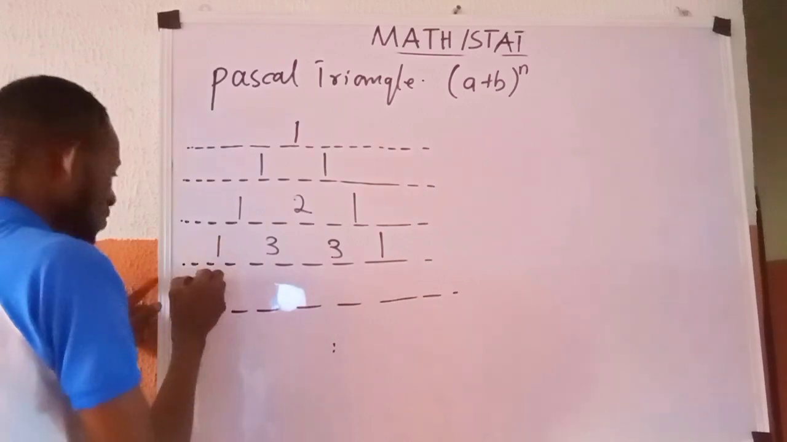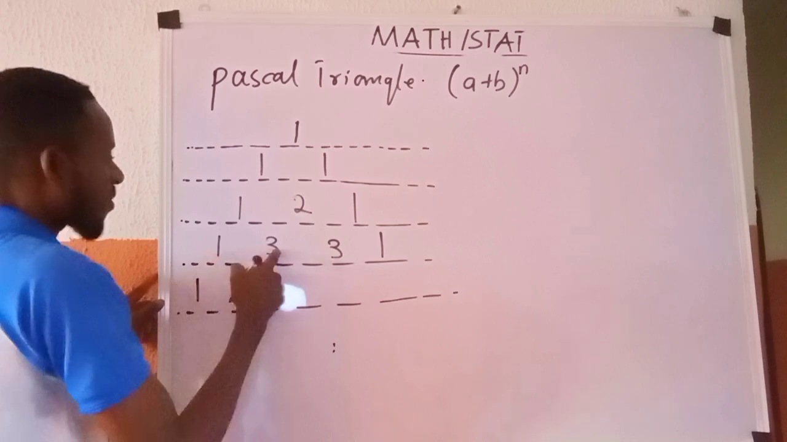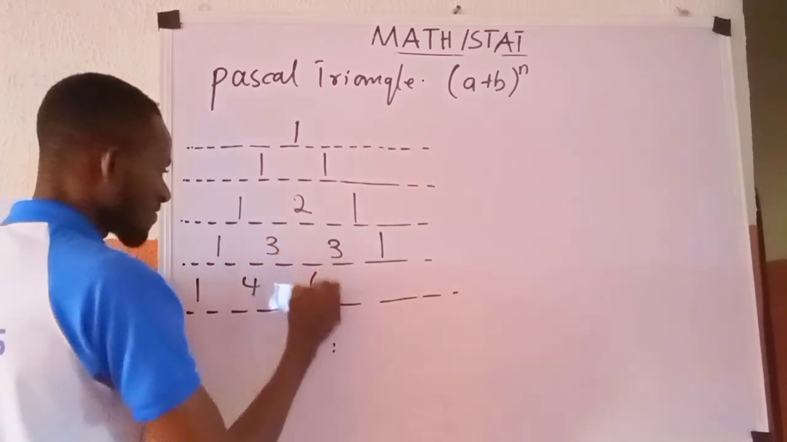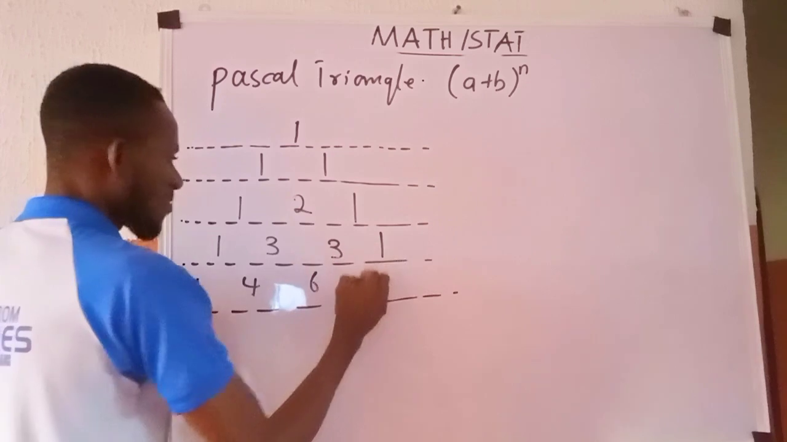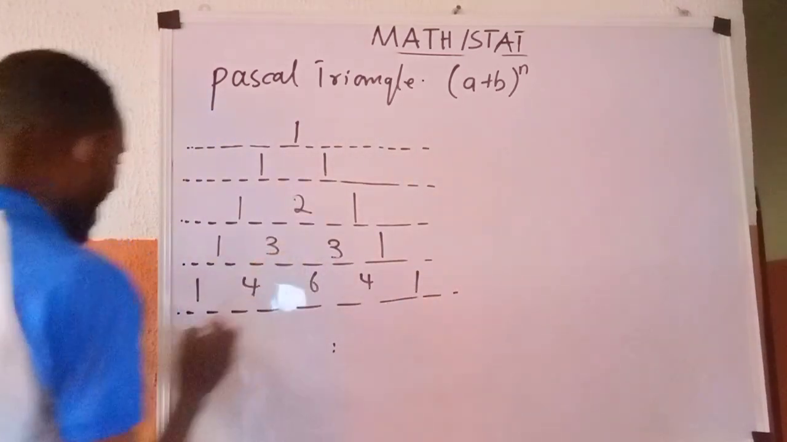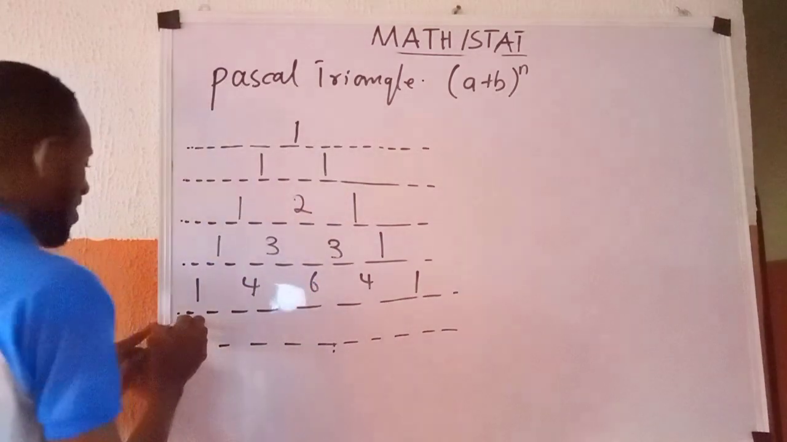Then you now come back again to this row. You equally begin with what? 1. At this point in time, you say 1 plus 3 is what? You write here 4. 3 plus 3, you write what? 6. 3 plus 1, you write what? 4. And then you bring down what? 1.